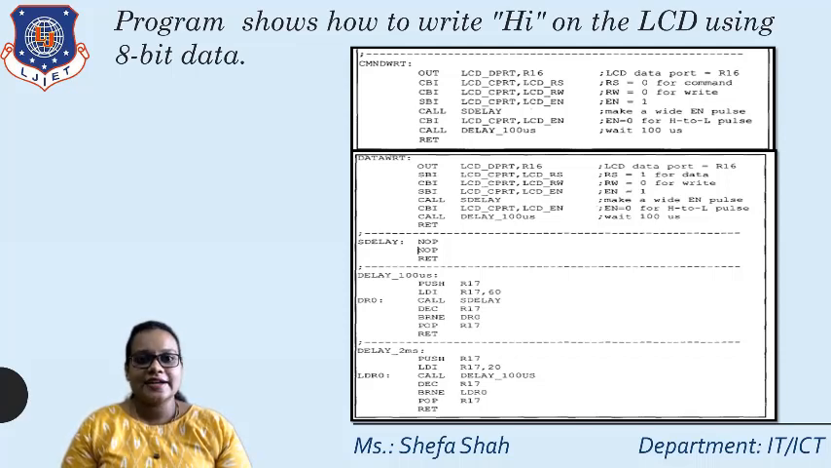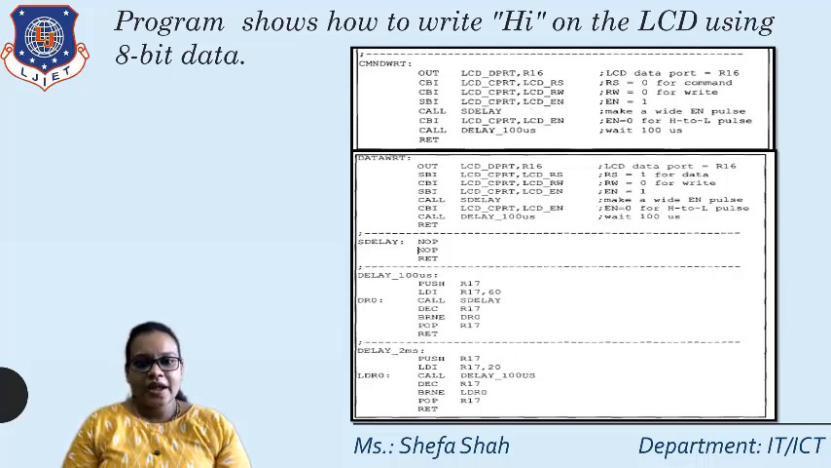Then second, that is the data write subroutine. In the data write subroutine, data is given to the port A. So first of all, out port A comma R16. Whatever data is in R16 will be loaded onto the port A. Then we need to select register select equal to 1 for the data register, using the SBI instruction. Then using the CBI instruction, we make the read write operation equal to 0 for writing onto the LCD, and we enable the enable pin of the LCD using the SBI instruction.